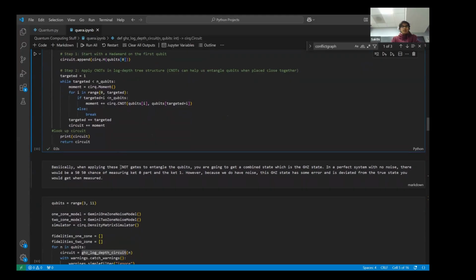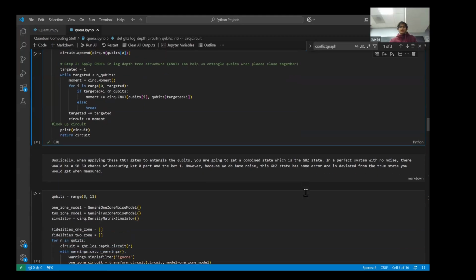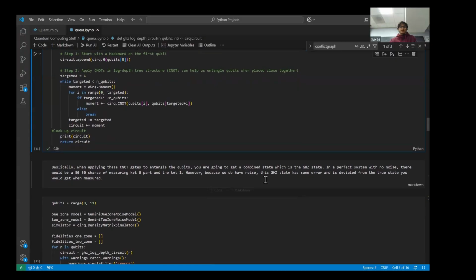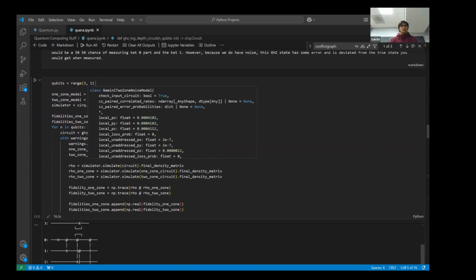When applying the CNOT gates, when you're trying to entangle the qubits, the problem you're going to have is that there's also error when trying to do that. So in this case, you're going to get a combined state, which is called the GHZ state. And then there's technically supposed to be a 50-50 chance of measuring ket 0 and ket 1. But because there's error, there's obviously going to be some deviation. So we're just trying to use this model to take into account the error caused by that.